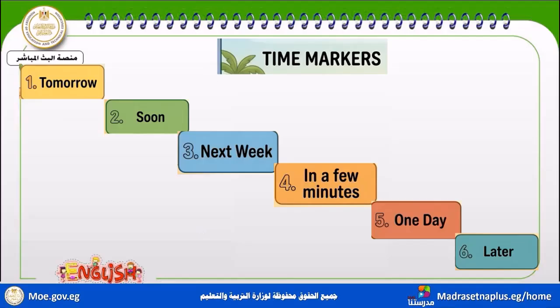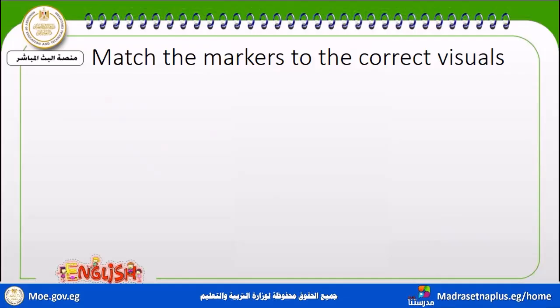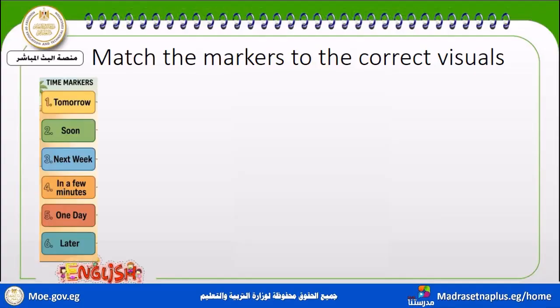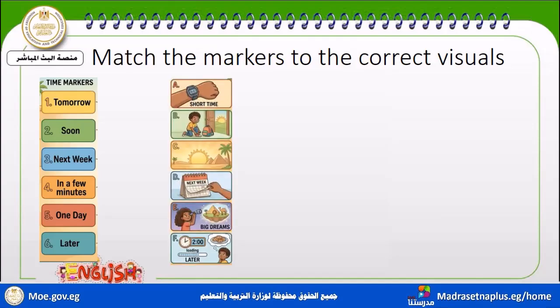We have a nice activity for these words, which is to match them with a visual or an image that expresses their meaning. These are the time markers, the 6 time markers, and these are the photos. Please look at the photos and try to match each photo with the time marker that best expresses it.